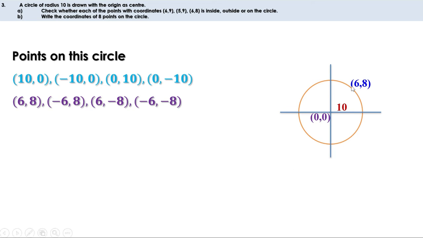(6, 8) is a point on the circle. Therefore, (8, 6) is also a point on the circle. Again, we get 4 more points: (8, 6), (minus 8, 6), (8, minus 6), (minus 8, minus 6).